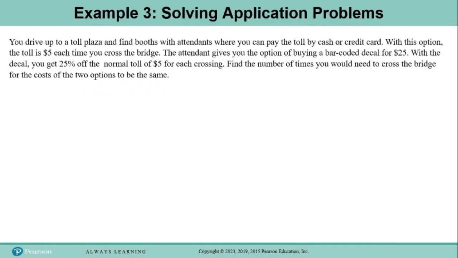Okay, so our strategy here is going to be to write a little expression that will let us calculate the cost of crossing the bridge if we have to pay $5 every time. And then we'll write another expression to calculate the cost of crossing the bridge where we get 25% off the $5 each time, but we have to pay $25 up front. So in both of these cases, the number of times we cross the bridge is what determines the total cost. So let's let X represent the number of bridge crossings.